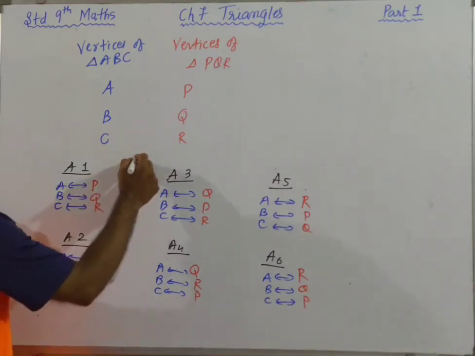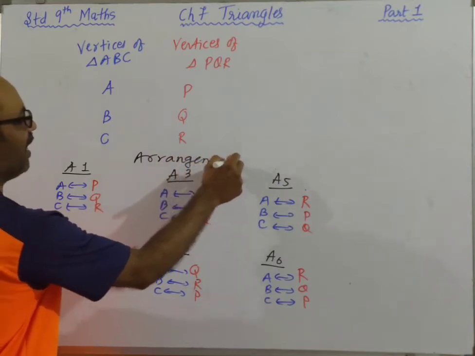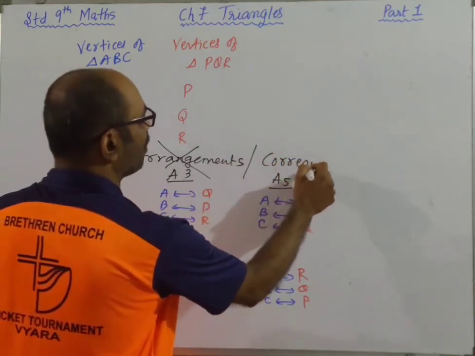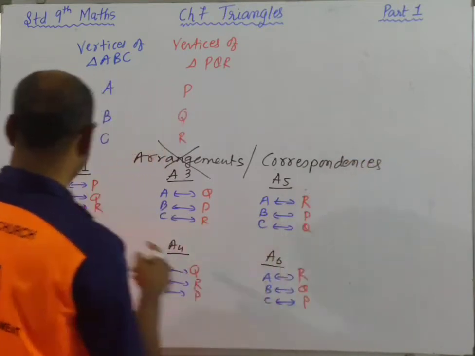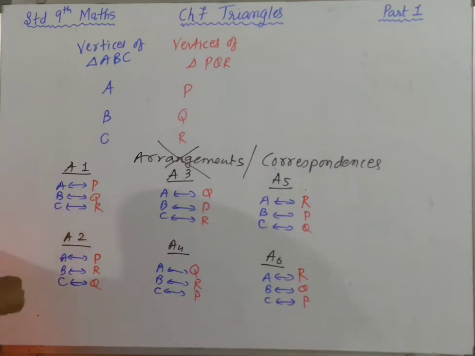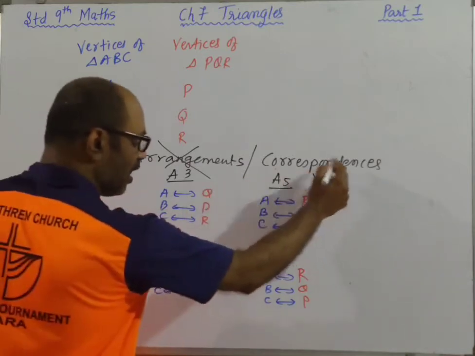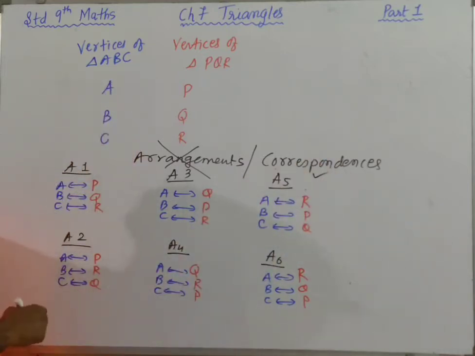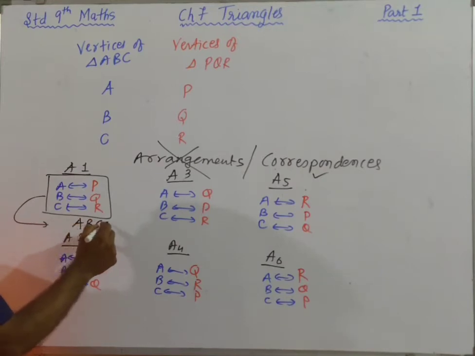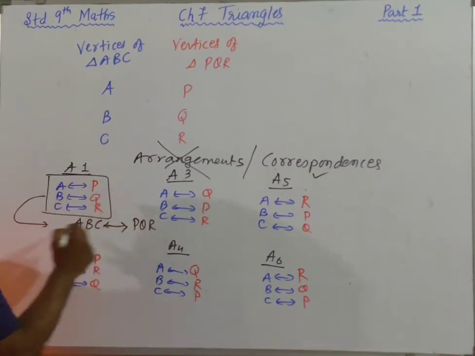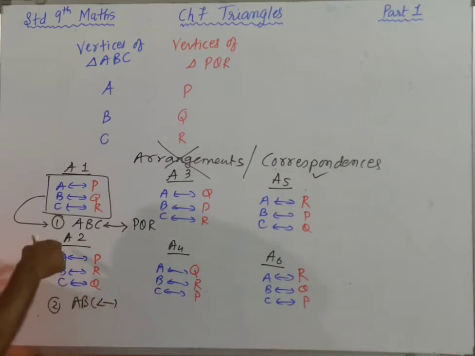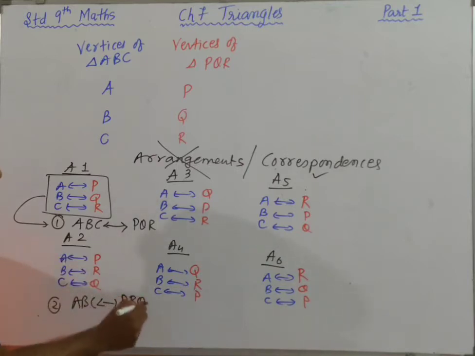These are called arrangements. We call them different arrangements. But mathematically, in maths, instead of arrangement they are correspondences. Here A corresponds to P, instead of saying A is connected to P. B corresponds to Q, because mathematically we have to use the word correspondence. C corresponds to R. We can also write it in another form, in the same order: ABC corresponds to PQR. This is the first correspondence. Second correspondence, ABC, from top to bottom in order, PRQ.